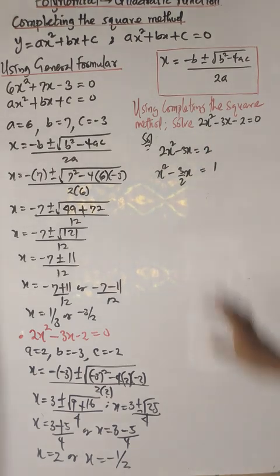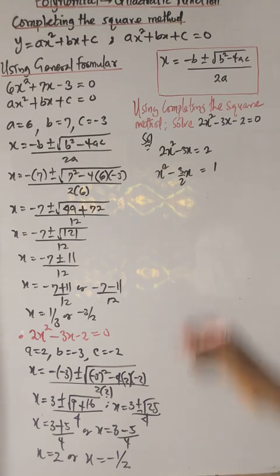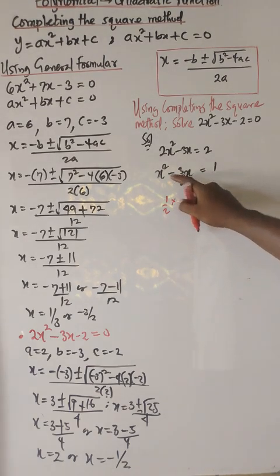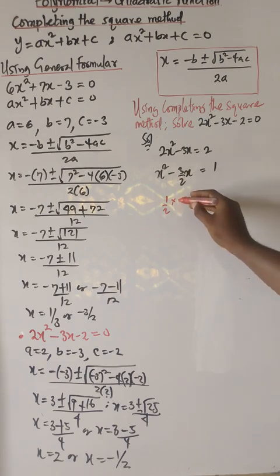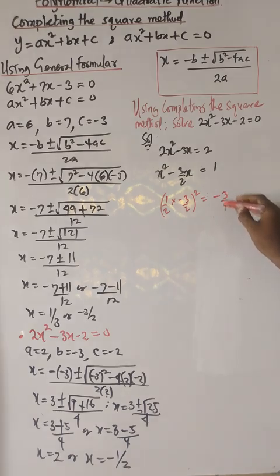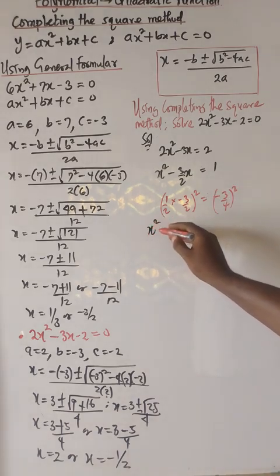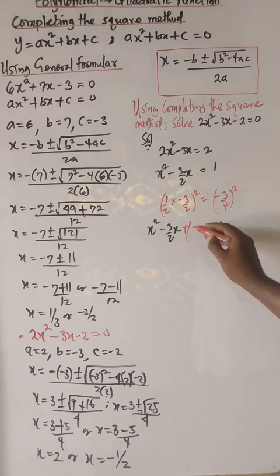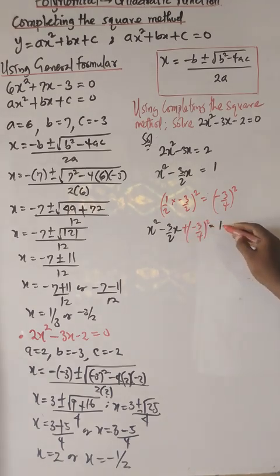Then from here, we now complete the square by adding to both sides. What are you adding to both sides? The square of half the coefficient of x. The coefficient of x here is minus 3 over 2, not 3 over 2. You have to include the negative sign. Half of that is minus 3 over 4, all squared. That is what we are going to add to both sides. So here we have x squared minus 3 over 2 x equals 1 ordinarily. What are we adding? We are adding minus 3 over 4 all squared on both sides.